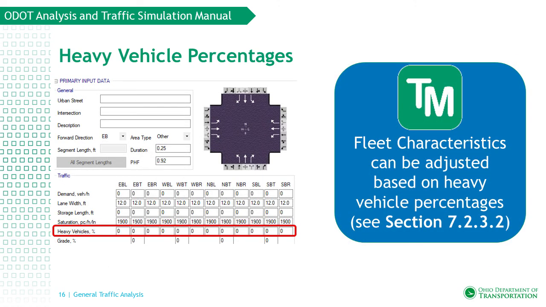For HCS analysis, the heavy vehicle percentages should be calculated from the existing counts and entered directly into HCS. In Transmodeler, the vehicle fleet characteristics can be adjusted based on heavy vehicle percentages from existing counts. Refer to section 7.2.3.2 for information on how to adjust vehicle fleet characteristics.